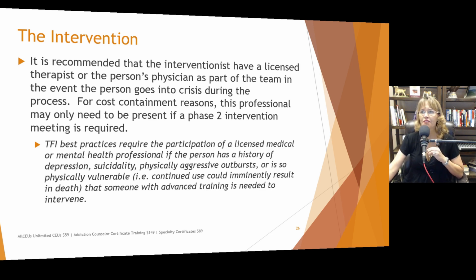It's recommended that the interventionist have a licensed therapist or the person's physician as part of the team in the event that the person goes into crisis during the process. For cost containment reasons, this professional may only need to be present if a phase 2 intervention, a group intervention, is required. Total family intervention best practices require the participation of a licensed medical or mental health professional if the person has a history of depression, suicidality, physically aggressive outbursts, or is physically vulnerable in some way.